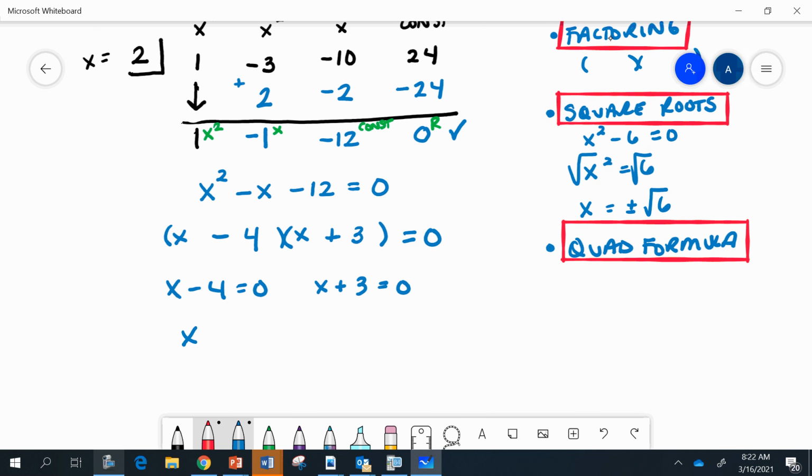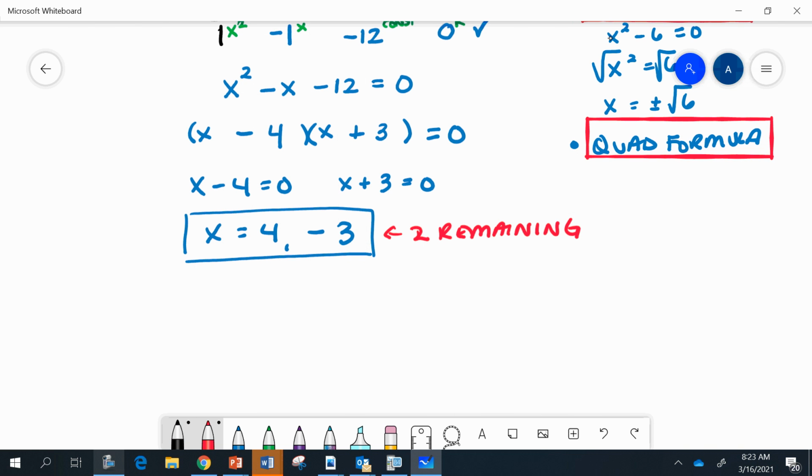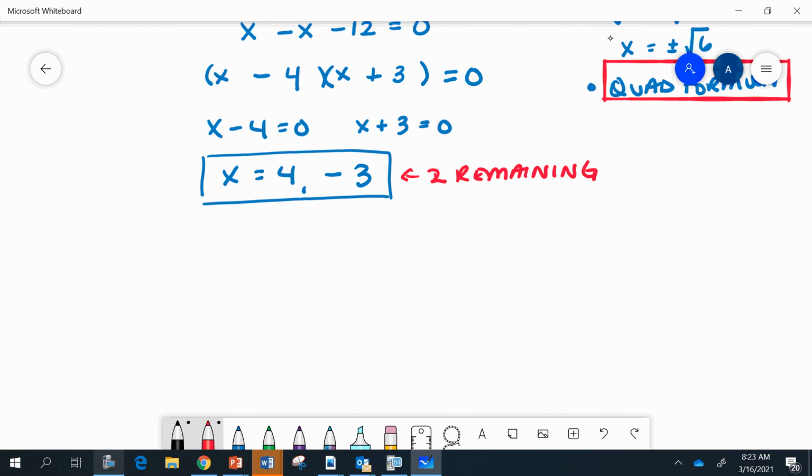And what we're going to get is x equals 4 and x equals -3 as the remaining roots. So there are 3 roots total. One of them was given to you. These are the 2 remaining roots you just found using synthetic division.